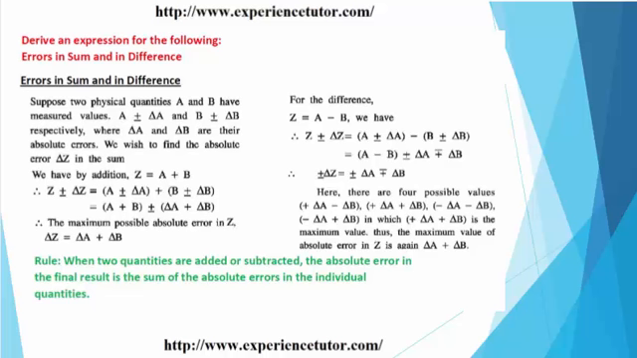Therefore, the rule is: when two quantities are added or subtracted, the absolute error in the final result is the sum of the absolute errors in the individual quantities.